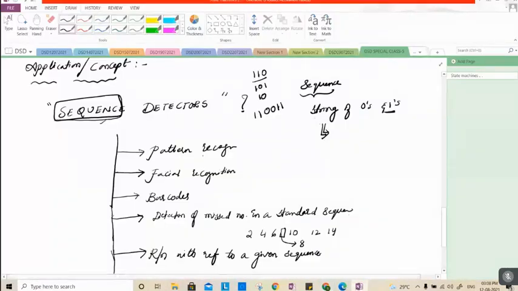Right. Okay. So this will not be a string of zeros and ones only. It may be a pattern also, any pattern. It may be an image pattern also. Image pattern.